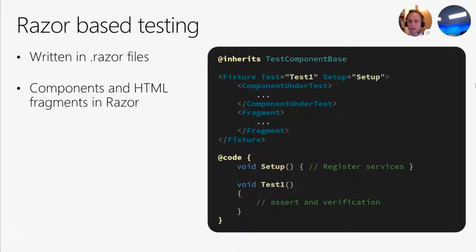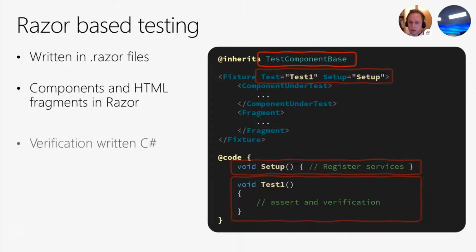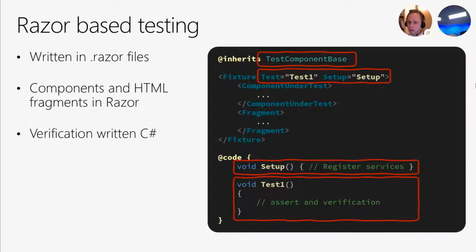The upside with this style is that all your component and markup declarations happen inside the fixture component in Blazor syntax. So that is a much more natural way to declare your components and pass parameters to them. In the Razor test files, you are required to inherit from the test component base type. It is a test context and has helper methods for getting the component under test and any fragment we define in the fixture. When the test runs, the setup method and test methods passed to the fixture are called, and we can use C# for interacting with the component under test and verifying its output inside the test method.